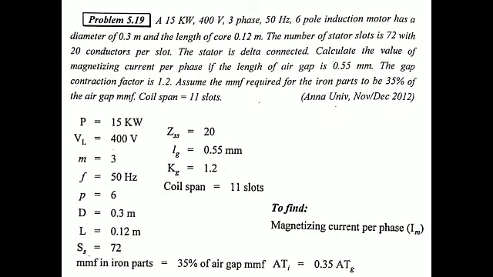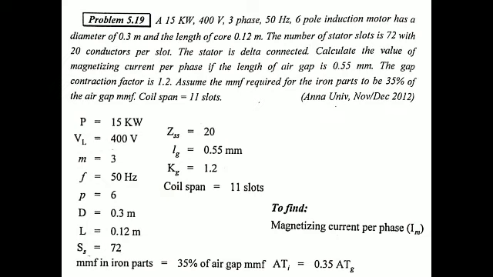Then the stator is in a delta connection. Delta means the line and phase voltages are the same here. You need to calculate the current by line and phase. Then you need to calculate the magnetizing current per phase. The length of the air gap is 0.55 mm, with which you can calculate the magnetizing current value. So that 0.55 mm is the length of the air gap, Lg.